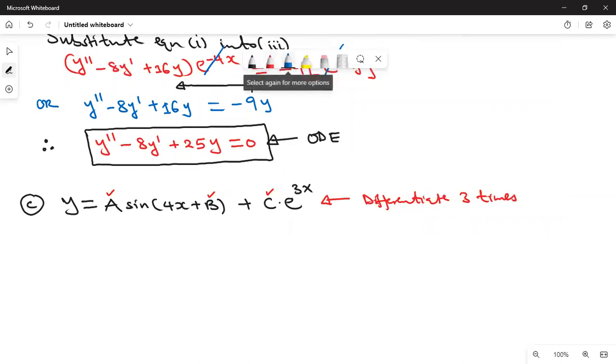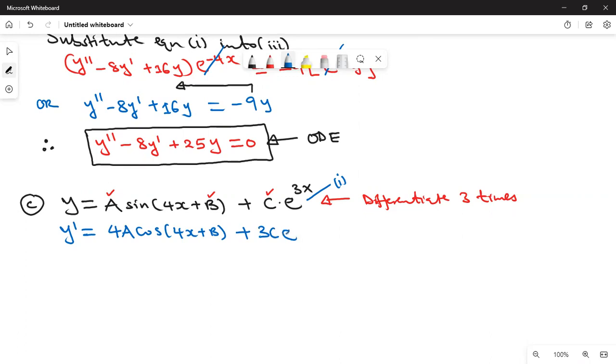So this will be our first equation. Now y' is equal to 4a cos(4x + b), since when you differentiate sine you get cosine, plus the derivative of c e^(3x), which is 3c e^(3x). The other one, y'', is equal to −16a.